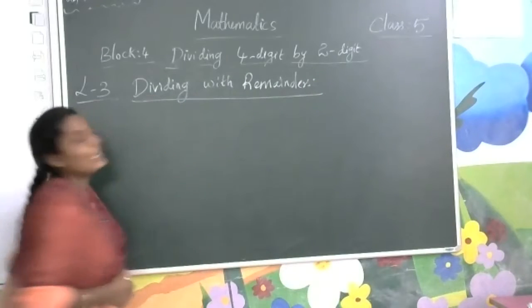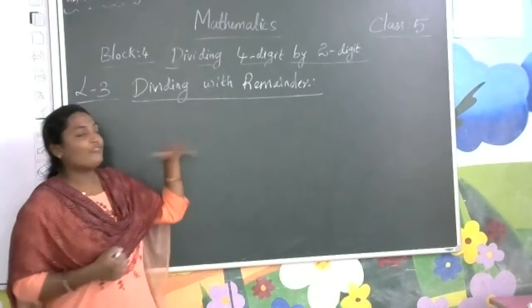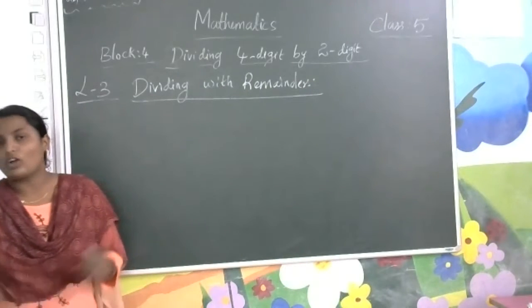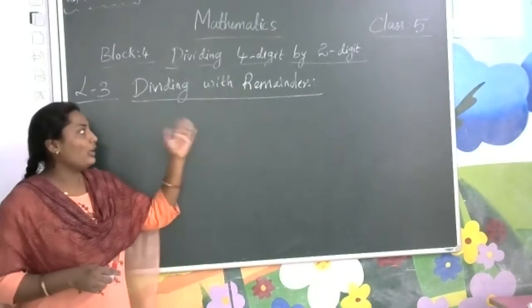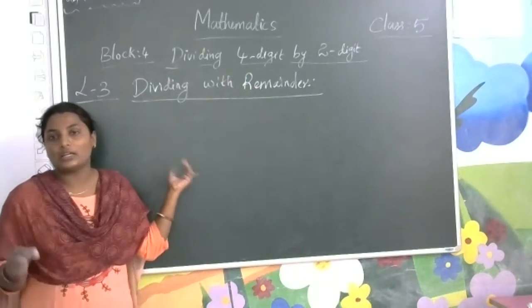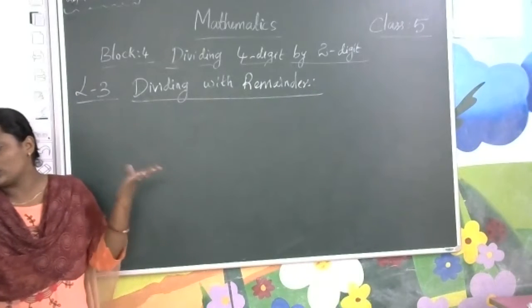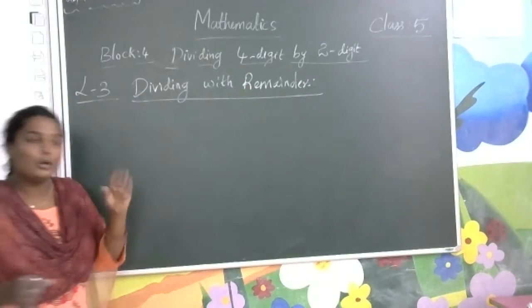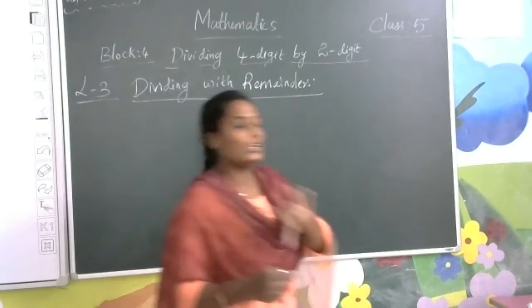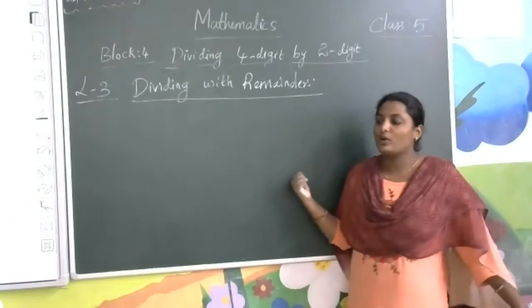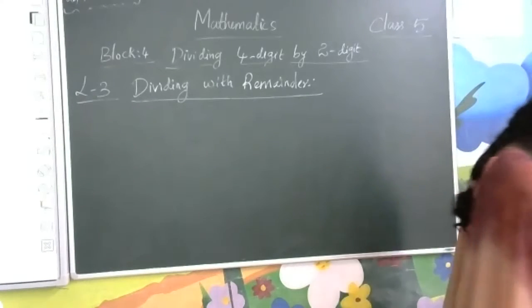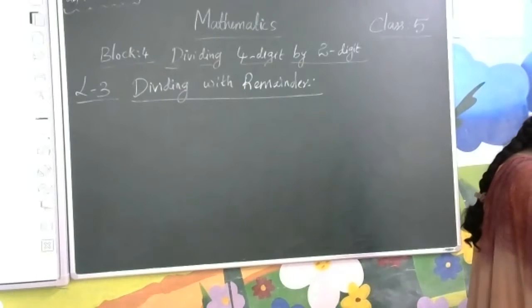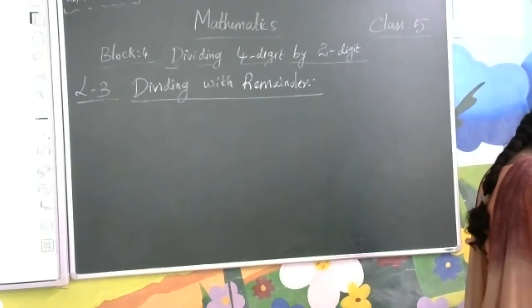Yesterday we discussed dividing without remainders, where the remainder is 0. Today we are discussing dividing with remainders. You will have at least 1 value, 2, 3 values left. You won't get 0, but it will have at least 1 remainder. That type of problems we are going to see today, children. Stop writing and listen carefully. Open page number 21.